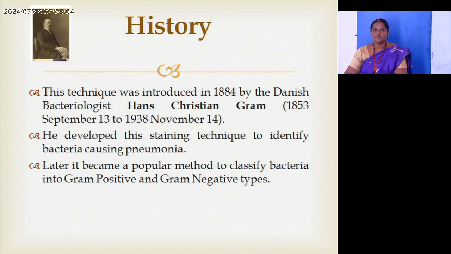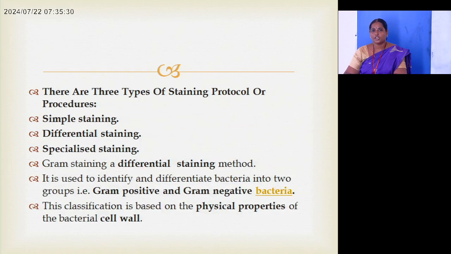Next, history of gram staining. The technique was introduced in 1884 by Danish bacteriologist Hans Christian Gram, who lived from September 13, 1853 to November 14, 1938. He developed this staining technique to identify bacteria causing pneumonia. Later it became a popular method to classify bacteria into gram-positive and gram-negative types.